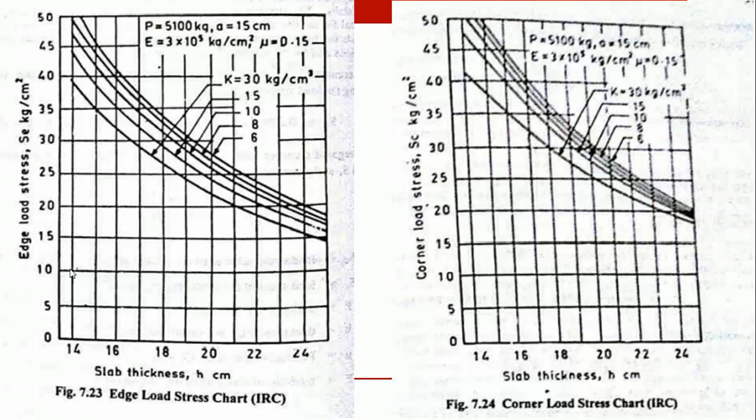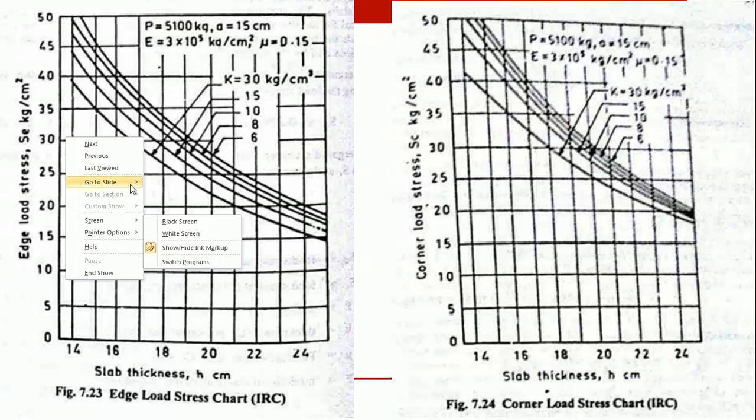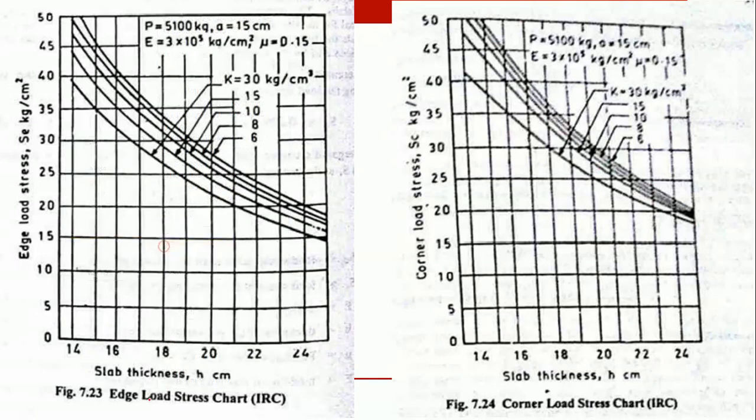So it is indicated here, 7.23 is the chart which is showing the wheel load stress at the edge, and corner load stress is shown in 7.24. So what is there in this chart? Slab thickness is given. Slab thickness is nothing but the thickness of the pavement. The corresponding modulus of subgrade reaction: whatever curves we were observing, these are the modulus of subgrade reaction curves, the K value. They will give it in the problem.